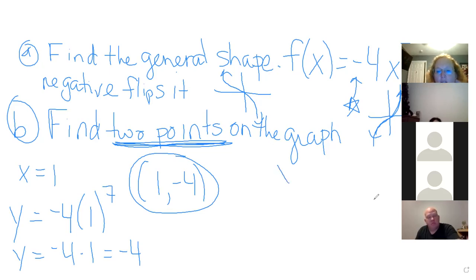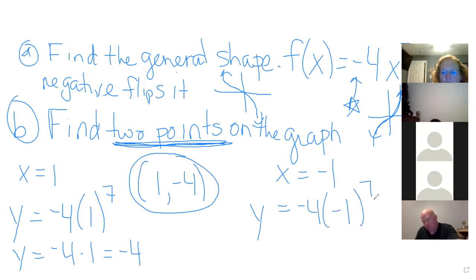And then I'm going to pick my next easy x value, negative 1. So y would be negative 4 times negative 1 to the 7th. Now, I'm actually going to take the time to write this one out. If it looks really ugly, I apologize now. This means I've got 7 different negative 1s. That's a lot. Okay, so we got that negative 4, but then we have 1, 2, 3, 4.